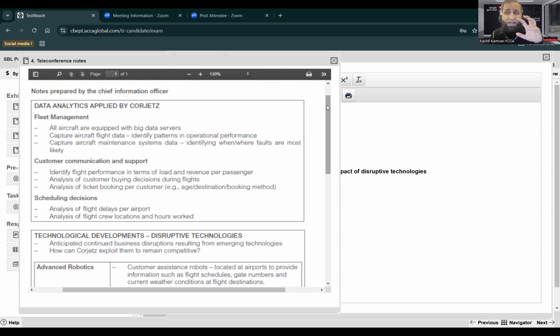Now, you need to write three challenges and three benefits. Look at the number of points you have. Under fleet management, you have 3 points. Under customer communication and support, you have 3 points. And under scheduling decisions, you have two. So you have a total of 8 points.